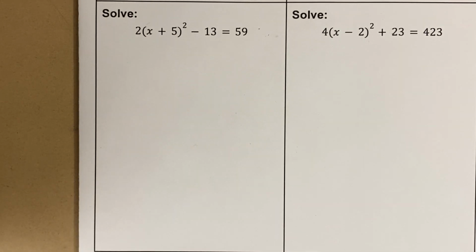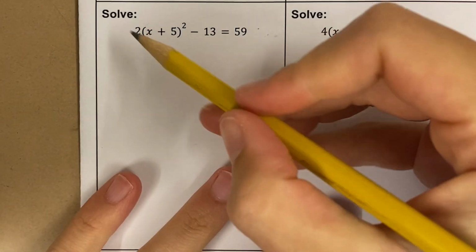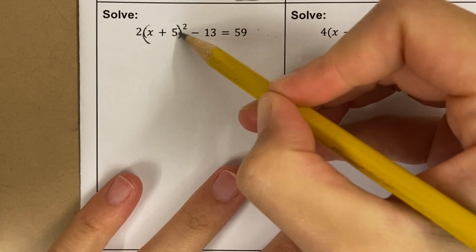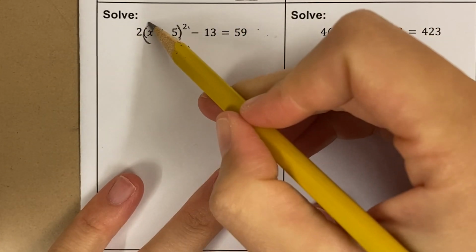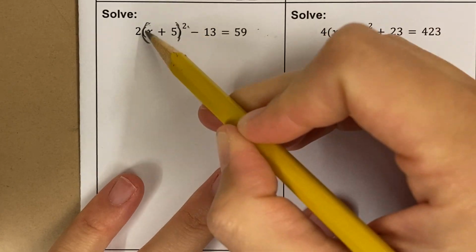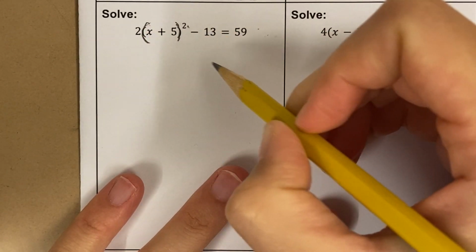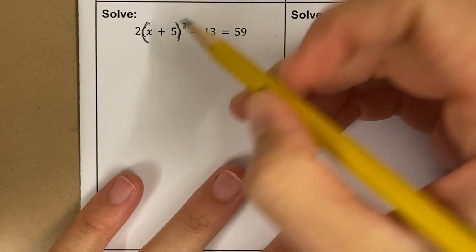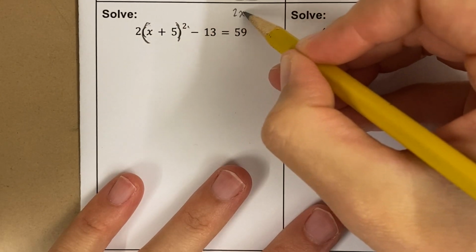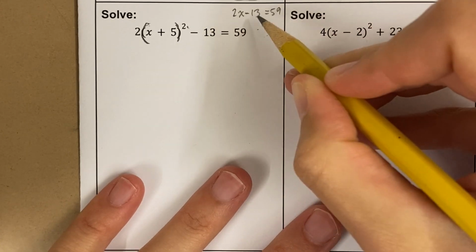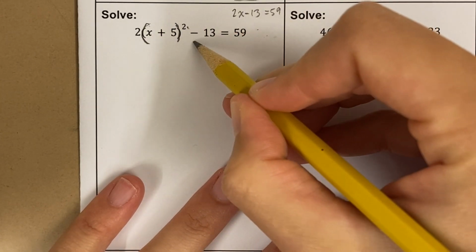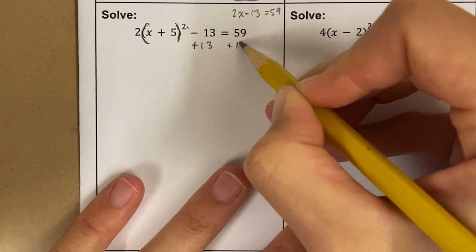In this last problem, there's something a little bit different, which is that this piece that's being squared is not by itself. So we can't just square root both sides because I'm not ready to square root this yet because it's got a bunch of other stuff attached to it. So what I'm going to do first is get this by itself. And the way I'm going to do that is the same way that I would get just a regular old x by itself, right? So like here, I would add 13 to both sides. I'm going to do the same thing here. I'm going to add 13 to both sides.